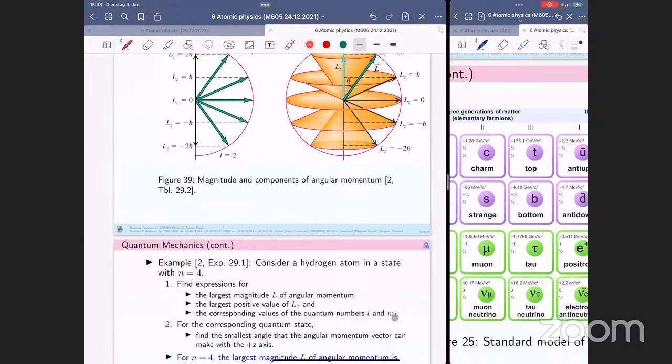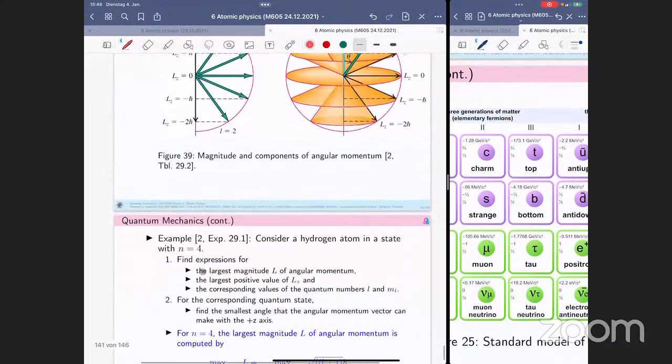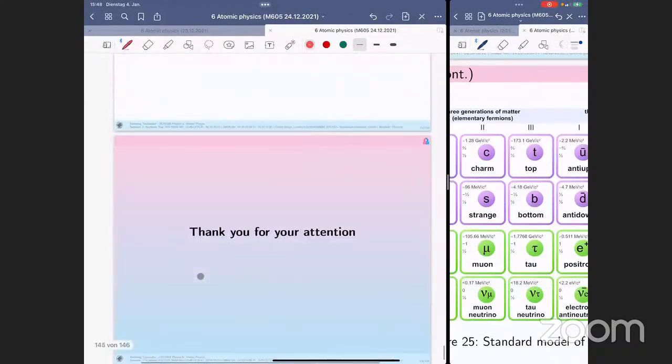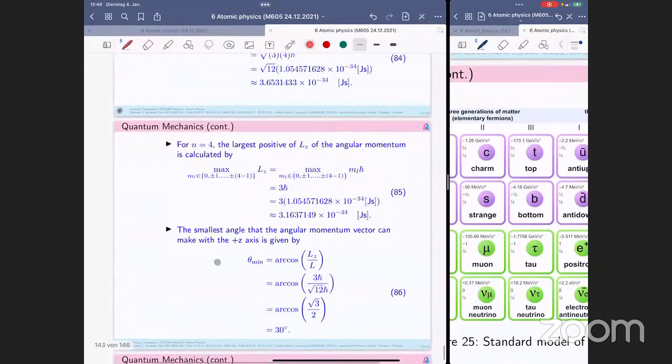And for the corresponding quantum state, find the smallest angle that the angular momentum vector can make with the plus z-axis. So there are two main sub-problems. When n equals 4, I'm not sure whether we could finish this one, but we will finish this chapter soon.